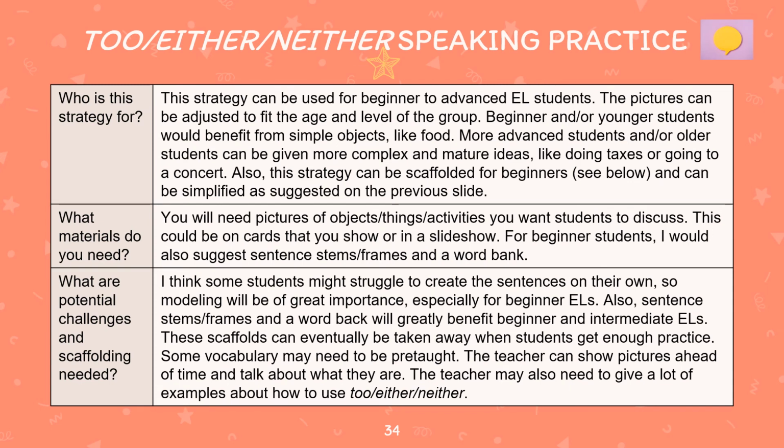Who is the strategy for? This strategy can be used for beginner to advanced EL students. The pictures can be adjusted to fit the age and level of the group. Beginner and/or younger students would benefit from simple objects like food. More advanced students and/or older students can be given more complex and mature ideas like doing taxes or going to a concert. Kind of depends on who your students are and what you think they're going to be interested in. Also, this strategy can be scaffolded for beginners. You can see below for more information about that, and it can be simplified as suggested on the previous slide.